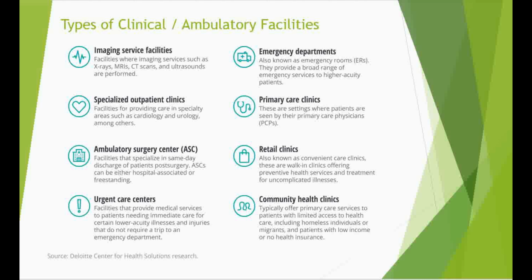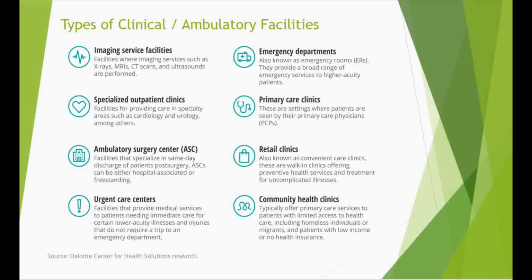Ambulatory surgery centers, or ASCs, are facilities that specialize in same-day discharge of patients post-surgery. ASCs can be either hospital-associated or freestanding. Urgent care centers are facilities that provide medical services for patients needing immediate care for certain lower acuity illnesses and injuries that do not require a trip to an emergency department. Emergency departments, of course, also known as emergency rooms or ERs, provide a broad range of emergency services to higher acuity patients.